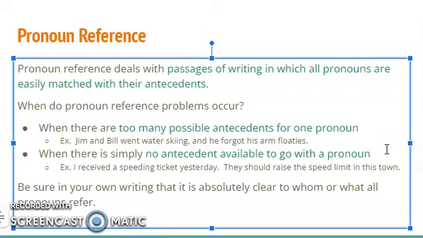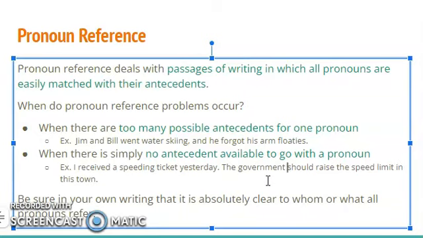The second one would be when there is no antecedent available to go with a pronoun, and we see this here in this set of sentences. I received a speeding ticket yesterday. They should raise the speed limit in this town. Okay, we don't know who they is. That's where the confusion lies. There's no antecedent that tells us who they is. So we don't know, is they the police? We don't know if they is the government.